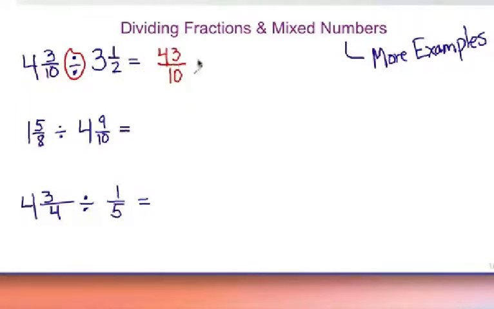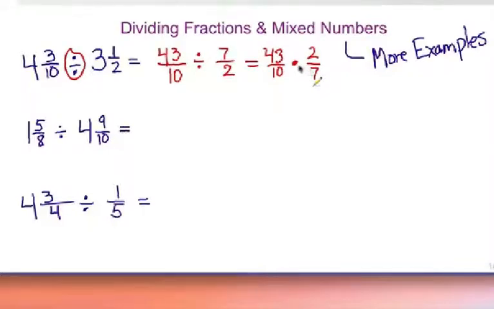I know that we are going to invert and multiply because of this division sign, but let's go ahead and change 3 1/2 to an improper fraction. 3 times 2 is 6, 6 plus 1 is 7. Keep the same denominator of 2. Now you're going to flip the second fraction over. Only the second one, that's the one we're dividing by. The first fraction always stays the same. When you invert, that changes the dividing into a multiplication problem, because when you divide something, it's the same as multiplying by the reciprocal.